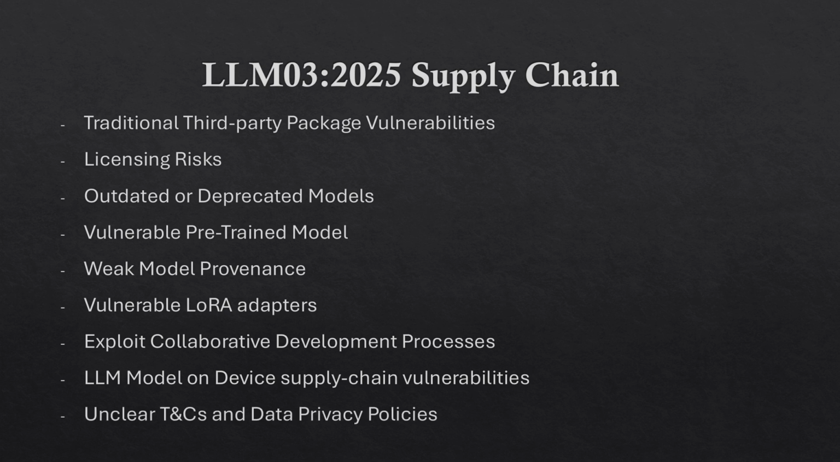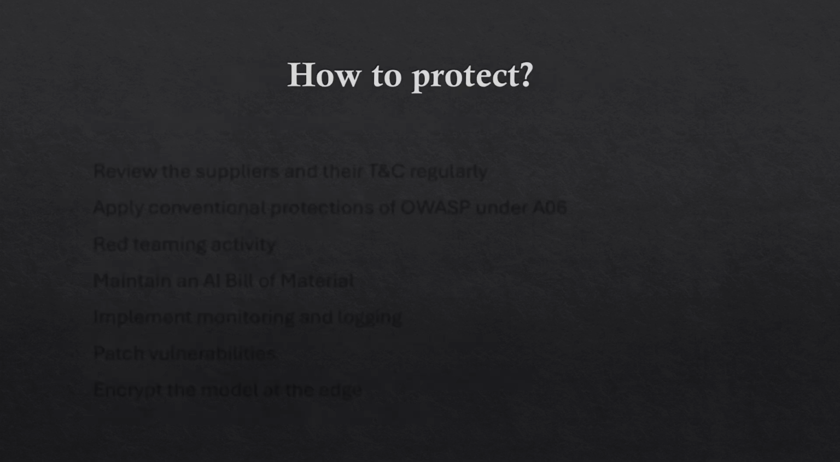Unclear terms and data privacy policies. Lastly, unclear terms and conditions or privacy policies can lead to unintentional exposure or misuse of sensitive user data. Without explicit disclosure, data provided to LLMs might be used in future training or analytics, leading to privacy violations or copyright infringements. OWASP recommends transparency and clear opt-out mechanisms for users regarding data collection and usage.